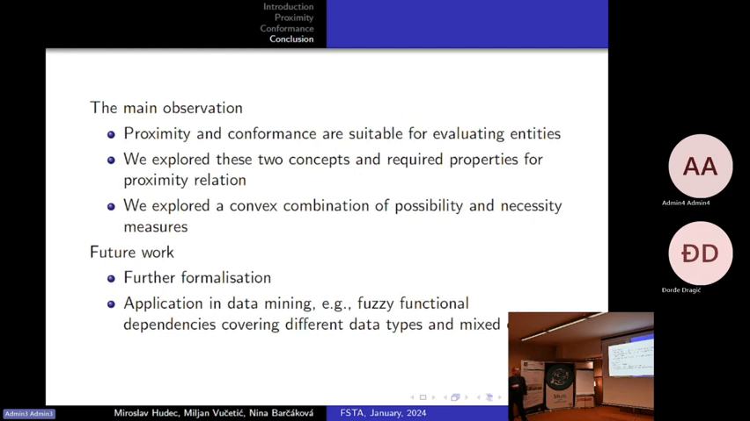And also future work, some formalization and also application in data mining could be applied to fuzzy functional dependencies, because proximity and conformance are the basis for fuzzy functional dependencies, which are covering different data types, even mixed data. It could be very nice to explain whether a correlation exists between two attributes, but also the direction of correlation. But anyway, it is a topic for future work.